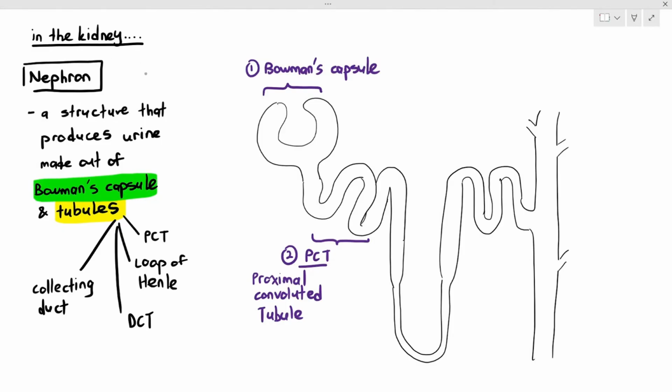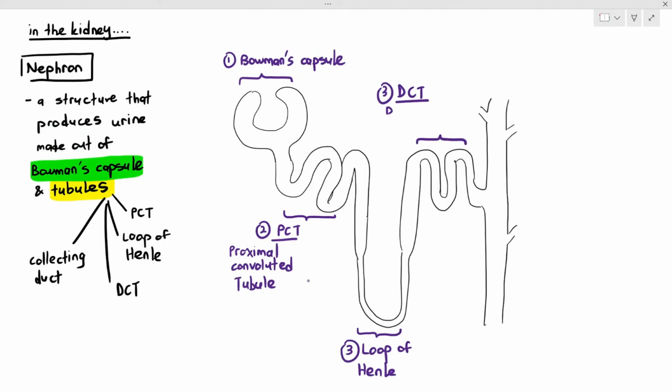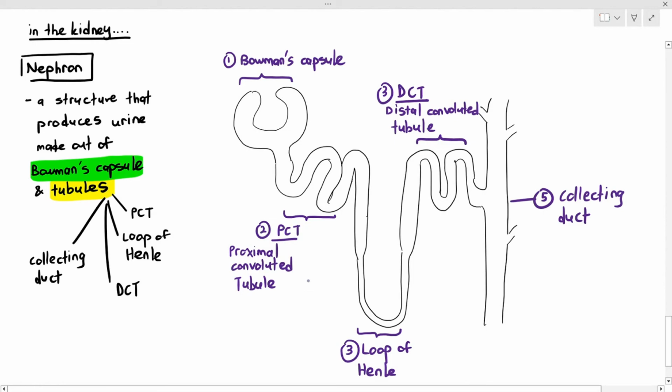Then we also have this part which is a U shape, the loop of Henle, and then we have the distal convoluted tubule. Again, tubule means small tubes, convoluted means complicated or coiled, and distal means further away from the Bowman's capsule. That's why it's called distal convoluted tubule. In the exam, DCT is good enough. The DCT will then attach to something known as the collecting duct. Do you have to know the names of all these structures? Yes, you do. There are no ifs, ands, or buts about it. So just take a deep breath and be like, okay, I need to know this.